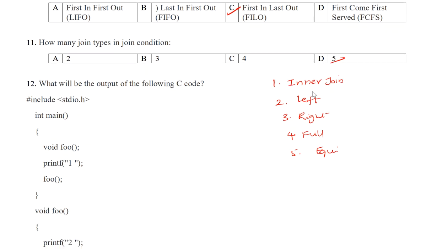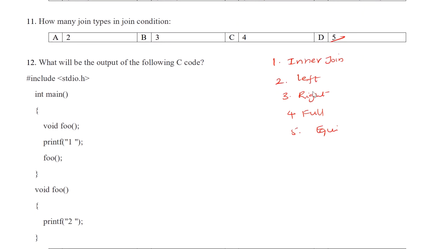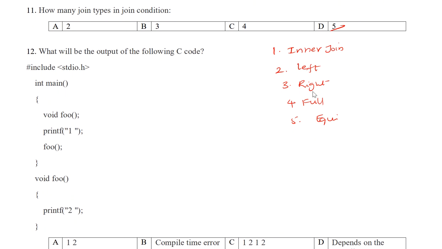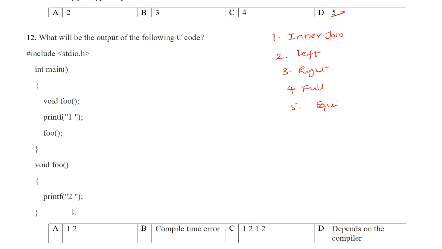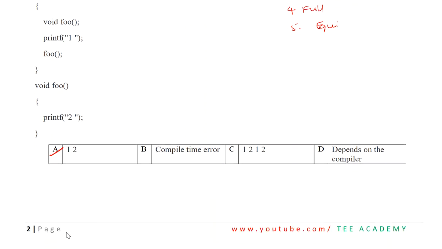Next one is what will be the output of the following C code? This type of question is asked in exams. If you execute this program, hash include stdio.h, int main, void foo prints 1, foo, and void foo prints 2. So it will give 1 and 2 with a space. The answer is A, the right option for this question.